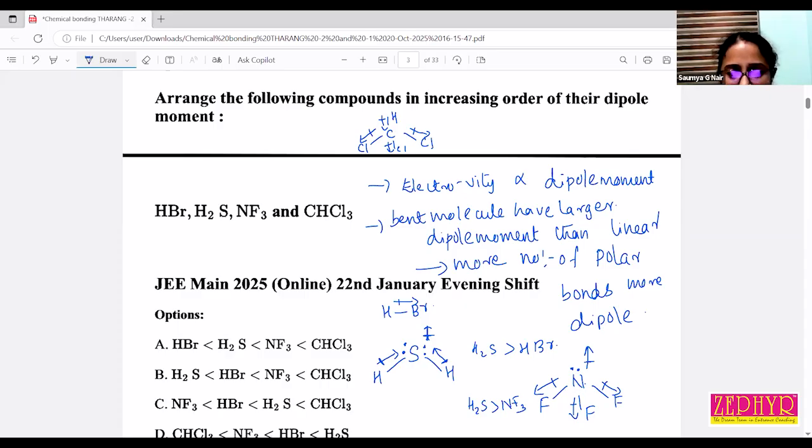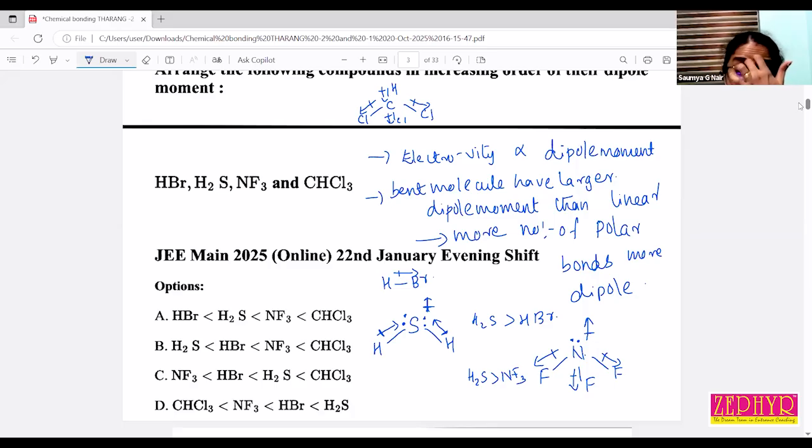So which is the option? Which one is the option? C. C.